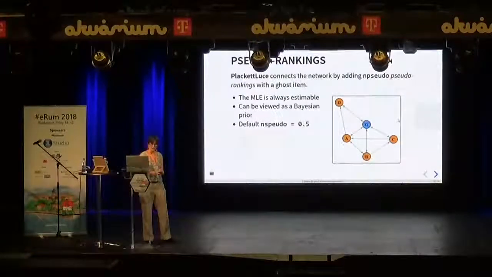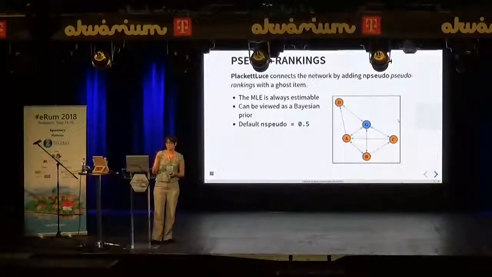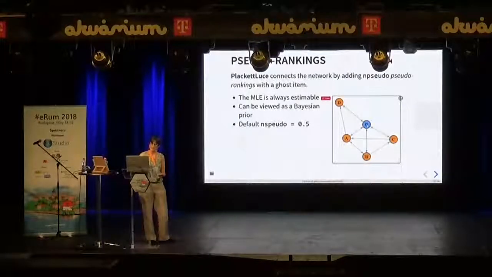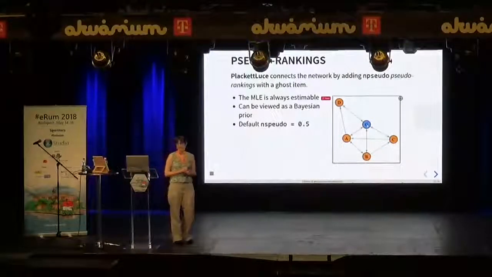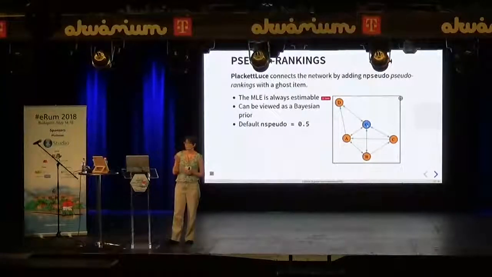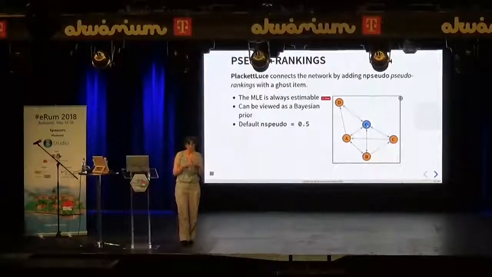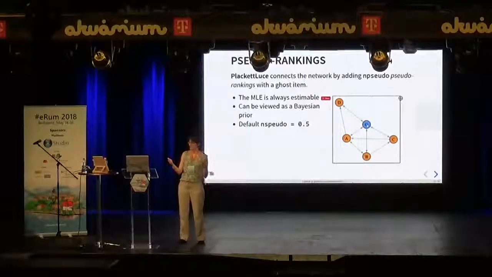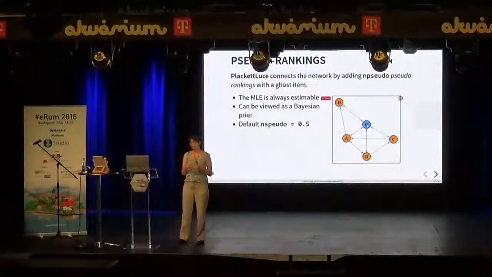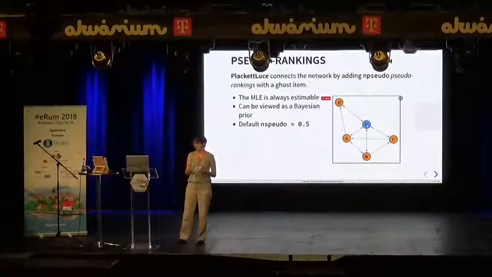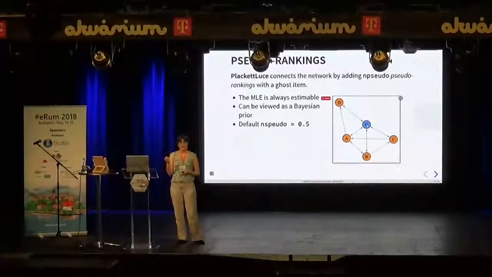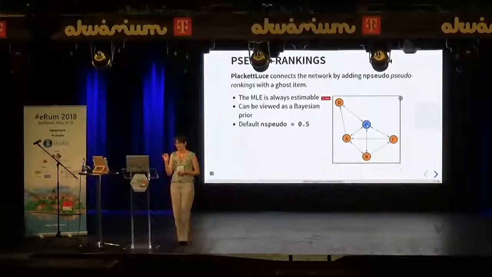And the Plackett-Luce package deals with that by introducing a ghost item, G, and adding pseudo-rankings to the data where each item wins and loses against this ghost item. And that means the network is always connected, and the maximum likelihood estimate is always estimable. And this can be viewed as a simple sort of Bayesian analysis, where our prior is that all the items have equal worth. And the more pseudo rankings we add, the stronger that prior will be. And the default is actually to use half a pseudo ranking.